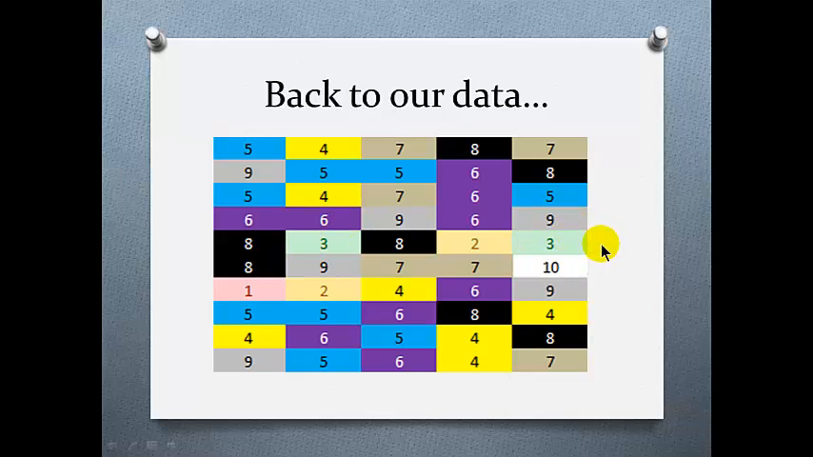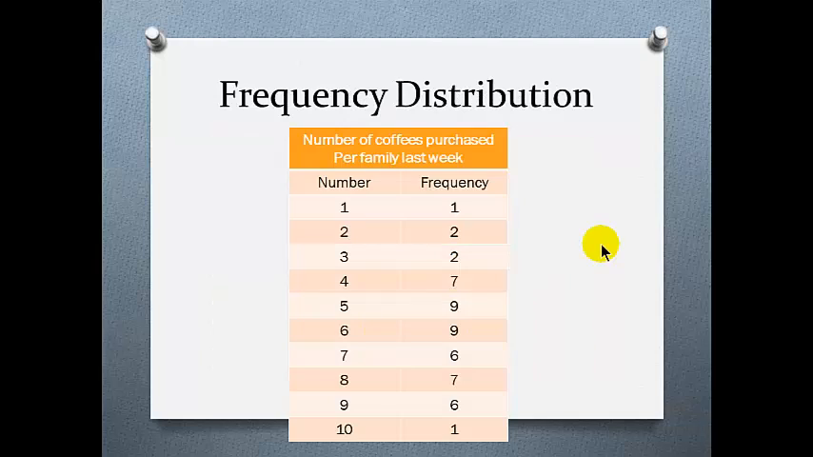And so I can go through and I can count how many responses of each type, and I can build what's called a frequency distribution. Down one column I list the number of coffees purchased, and down the other column I list the frequency, or how often those came up. So I can see the number 3 showed up 2 times. The number 7 showed up 6 times.